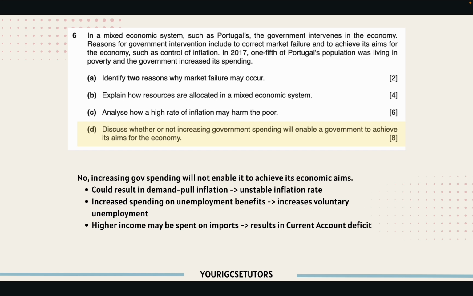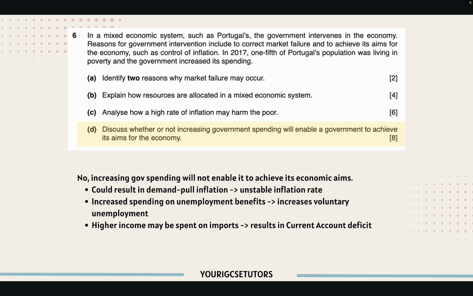Next, we should discuss why increasing government spending will not enable it to achieve its aims. So, increased spending may lead to higher aggregate demand, but it could also result in demand-pull inflation if the aggregate supply doesn't increase along with aggregate demand. There could also be higher spending on unemployment benefits, which encourages people to remain unemployed since they'll receive good benefits, hence increasing voluntary unemployment.